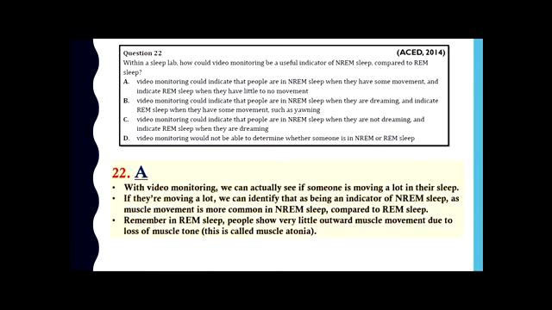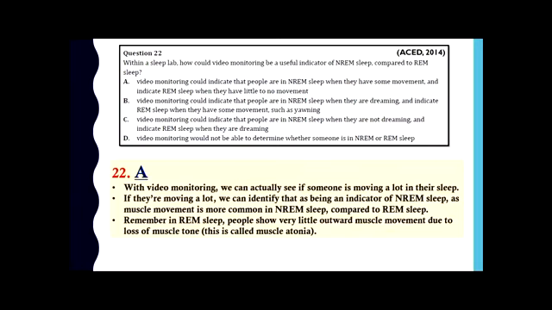Good. A. Okay, so 22 is A. The answer for A is video monitoring could indicate that people are in NREM sleep when they have some movement and indicate REM sleep when they have little to no movement, which is correct. The others indicate that REM has more movement, which we know is wrong, because REM sleep is also known as paradoxical sleep. Again, that's a good key term for you to know. Paradoxical sleep means that it's a paradox. On the inside, there's a lot of internal activity. The body is active. We see beta-like sawtooth waves, which are associated with activity. But from the outside, the person looks as dead as a log, like they're not moving.